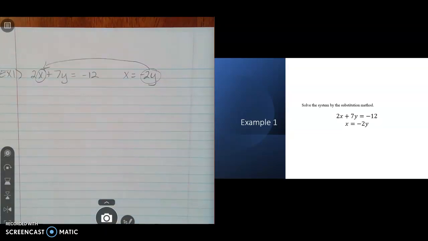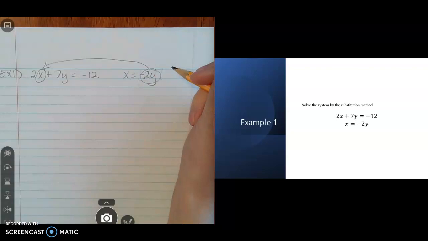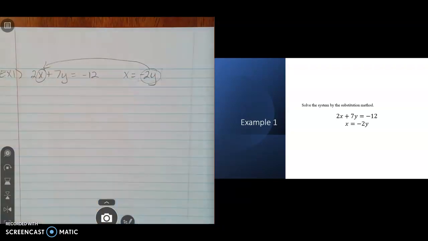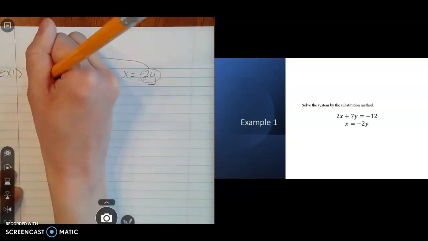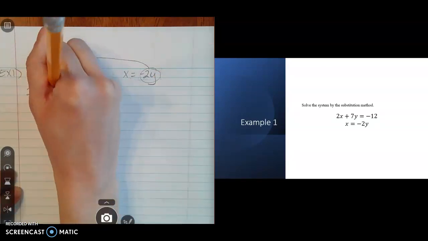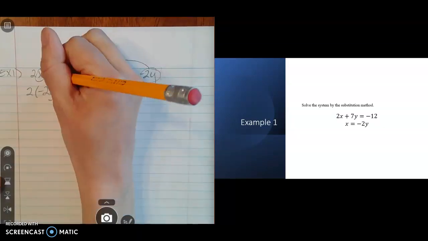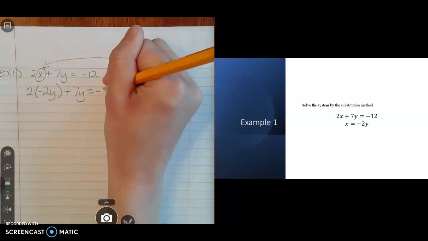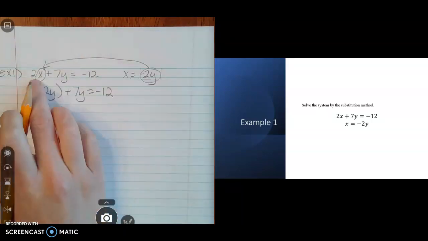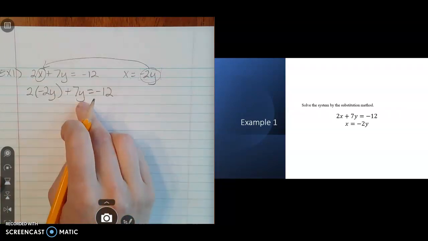What it looks like is, just imagine you have a set of scissors and you cut this little part out, and imagine grabbing a glue stick and pasting it right here where there's an x. So I'm still going to have the 2, but where there's an x, I'm going to substitute in negative 2y. I do put parentheses around it just to keep it together as a group. And then the rest of the equation stays the same. I still have a plus, a 7y, an equal sign, and a negative 12. You'll notice now that I've combined those equations, I get one equation that has just one variable in it.